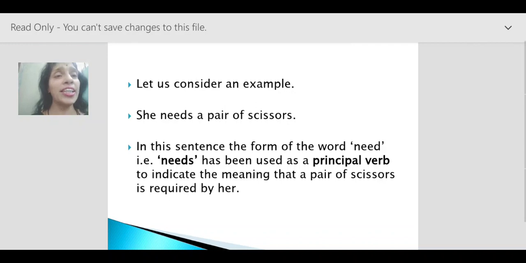Let us consider an example. She needs a pair of scissors. In this sentence, the form of the verb need, that is needs, has been used as a principal verb to indicate the meaning that a pair of scissors is required by her.